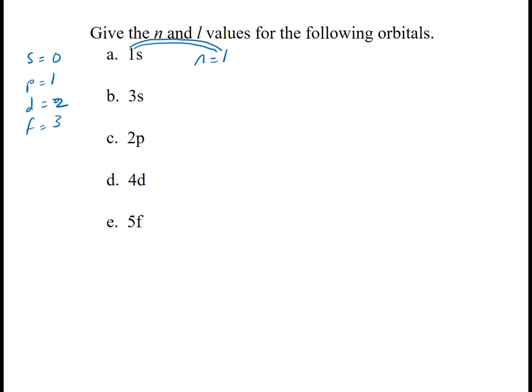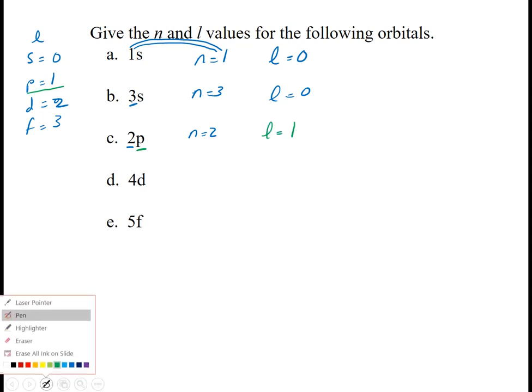So again, this is s, so my L with the s here is equal to 0. For this one, n is equal to 3 because this number is 3. And then L is equal to 0 because of this letter here. On this one, n is equal to 2 because it says so. I'm going to switch to a different color so you can see here. The p ends up being here. So my L is equal to 1 because of the fact that it's p.